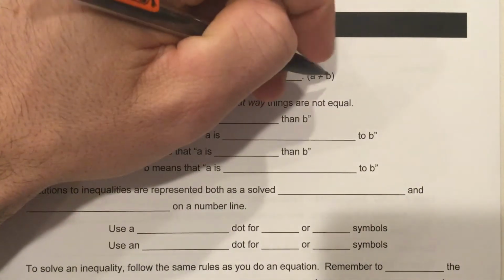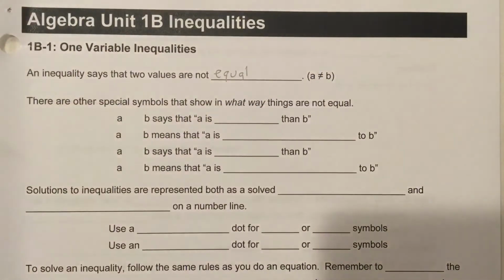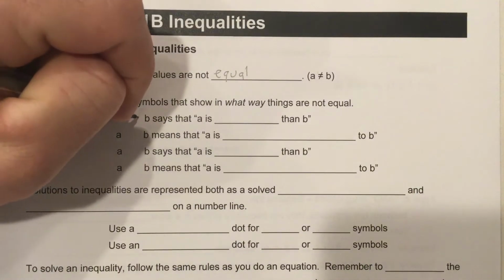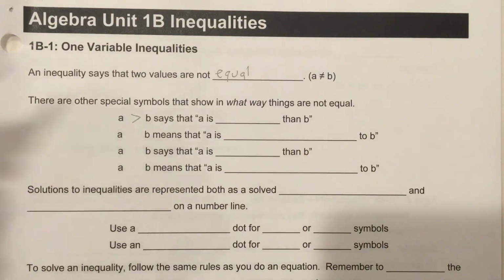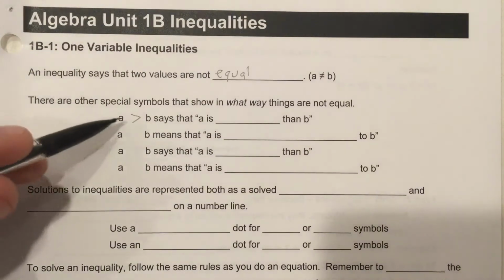And we can say A is not equal to B. So that equal sign with the line through it means not equal. There are other special symbols that show in what way things are not equal. So if I have this symbol, the alligator's biting the A, if you might remember that from elementary school, A is greater than B.